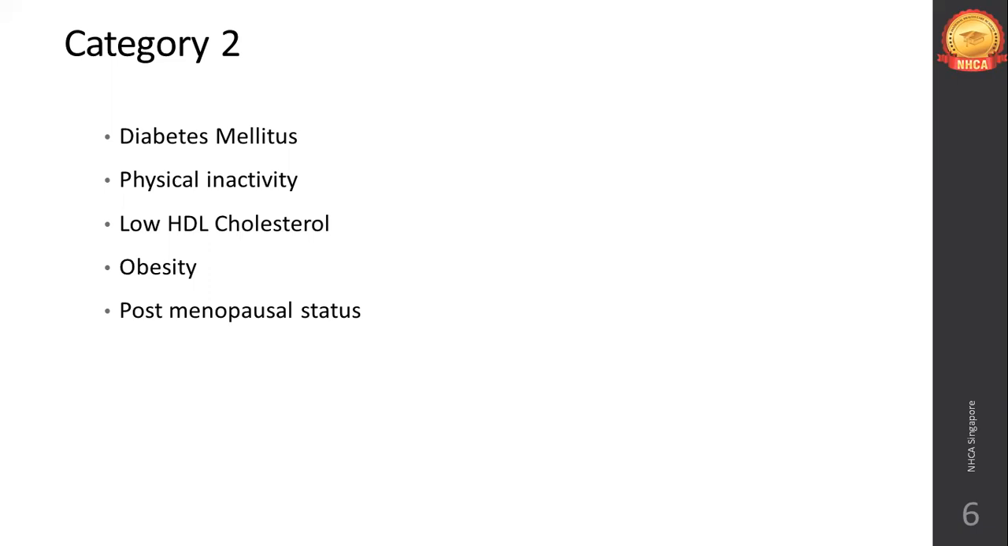Then the postmenopausal status. Menopause is associated with an immediate rise in the risk of heart diseases, because the estrogen hormone is no longer secreted. Estrogen is a hormone that protects females against cardiovascular diseases. So after menopause, since the estrogen hormone is not being produced by the woman, that leads to an increase in the risk of cardiac health diseases.